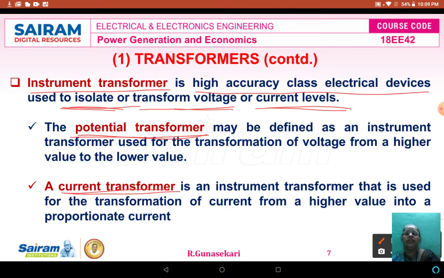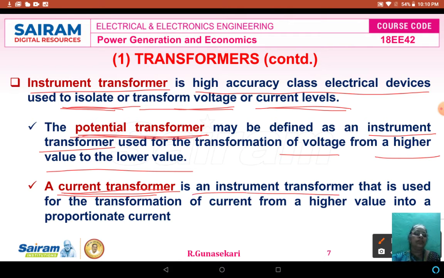Okay. Then the definition of potential transformer. The potential transformer is an instrument transformer which is used for the transformation of voltage from a higher level to a lower value. This is called the potential transformer. But what is the definition of current transformer? Current transformer also is an instrument transformer, but it is used to transform current from a higher value into a proportionate current.